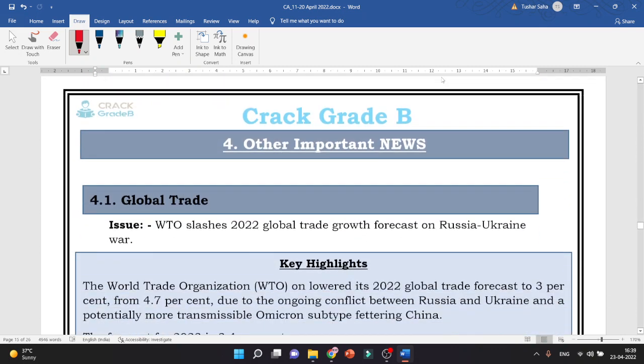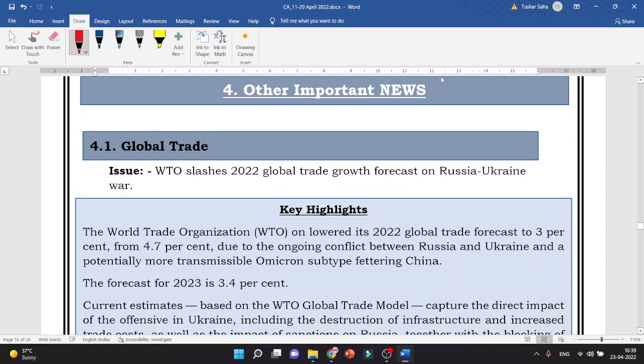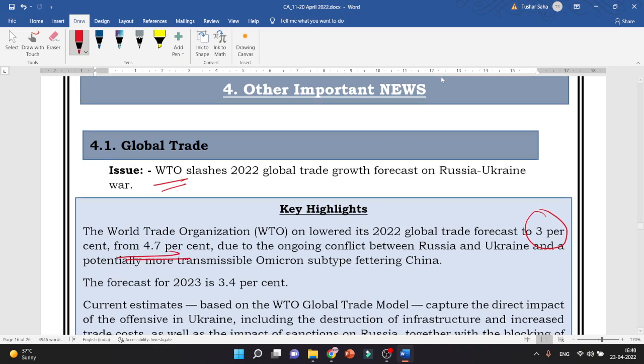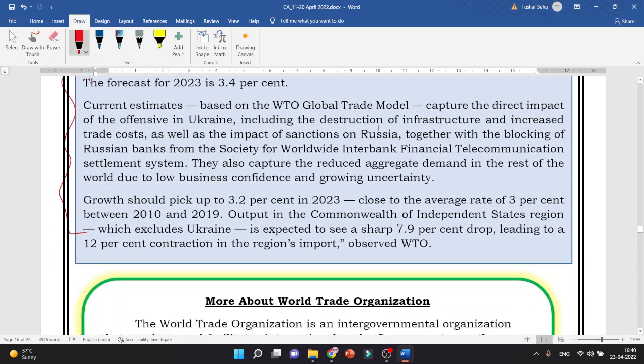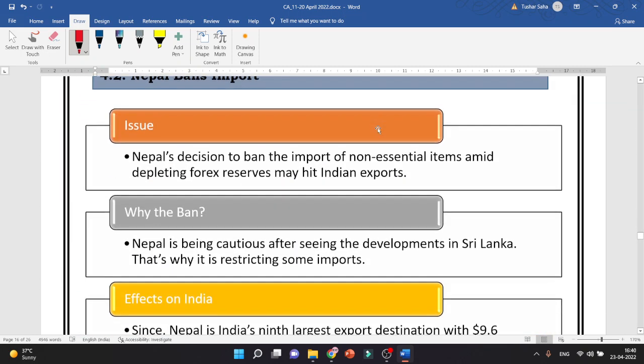Now with this we are into the last one, that is global trade. So global trade data is given by whom? WTO. So WTO has reduced the forecast to 3% from how much? From 4.7%. Very important point. Okay. Now why? The reason, just go through it 2 times, it would be more than enough. Okay. So let's move forward.